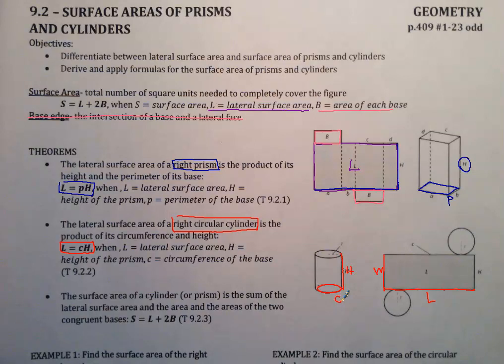I said say it. What? Lateral surface area. Longitude surface perimeter. Lateral surface area. Step on your nice kicks.